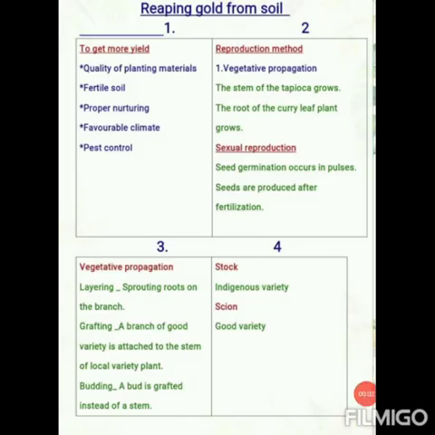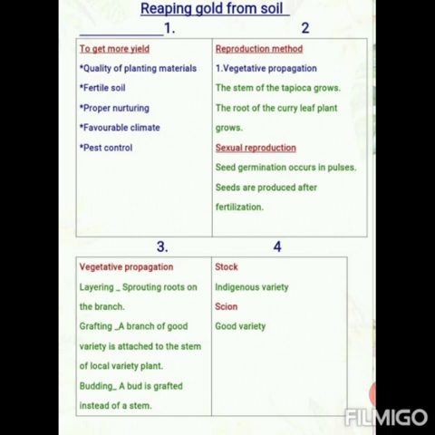Here we'll have a quick summary on the first chapter, Reaping Gold from Soil. In the first part, we have seen what are the essential factors needed to get more yield. And the factors are quality of planting materials, fertile soil, proper nurturing, favorable climate, and pest control. These are the main factors.